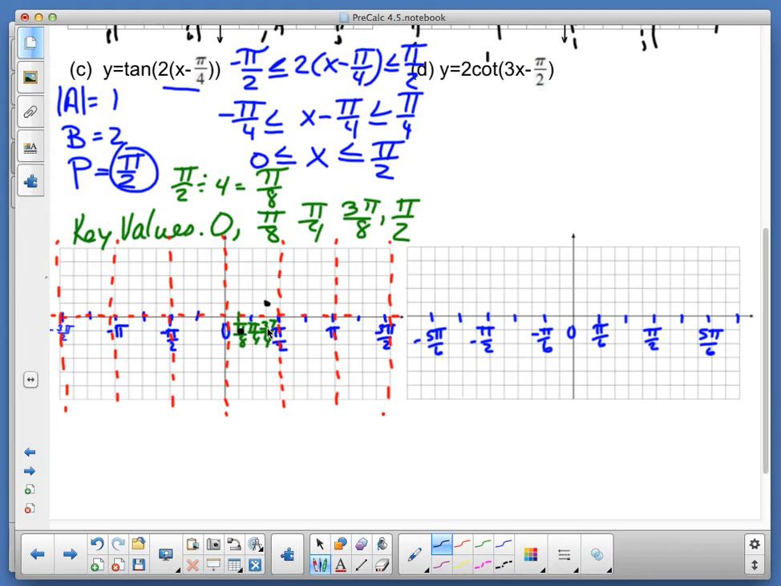I'm just thinking pi over 8 goes in. I got negative pi over 8. That's 2 pi over, that's negative pi over 4. That's going to be negative. Yeah, okay, so I'm all happy with that. So we're doing this.